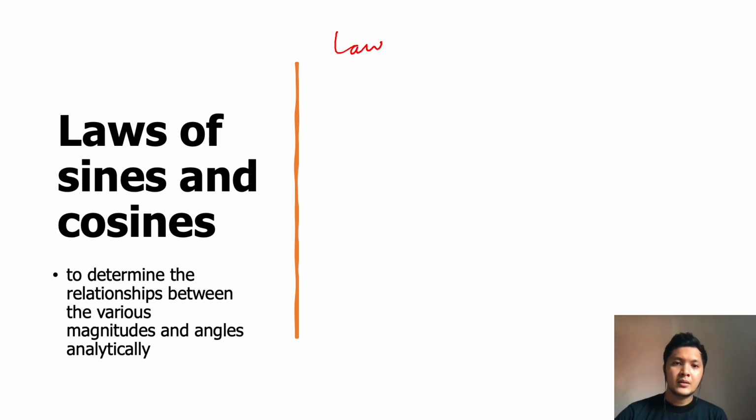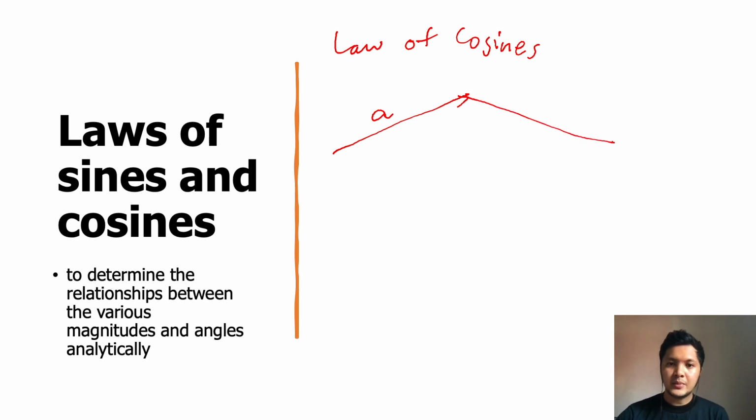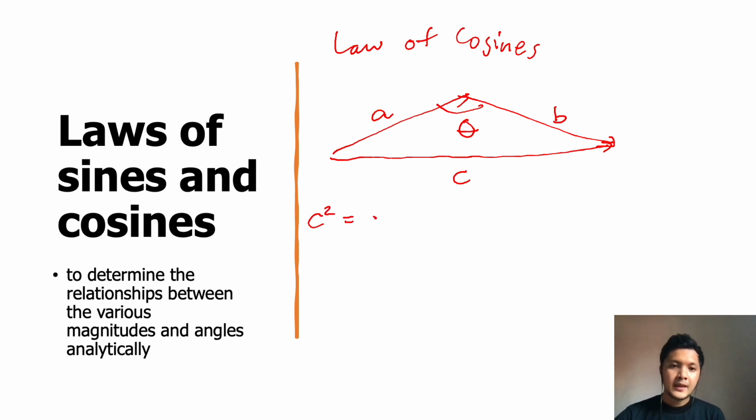So next is the law of cosines. Okay, so let's say for example, again if we have here vector A with a magnitude A, and vector B with a magnitude B, and the angle between vector A and B is theta, then if we want to know the resultant vector C here with a magnitude C, to get the magnitude of the resultant vector, we can use this equation: C square is equal to A square plus B square minus 2 times AB cosine of theta.